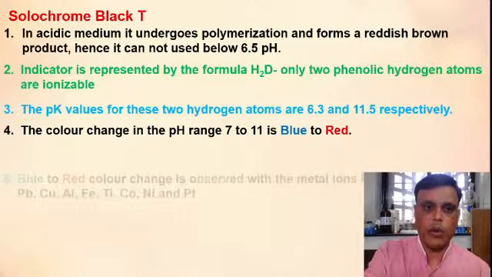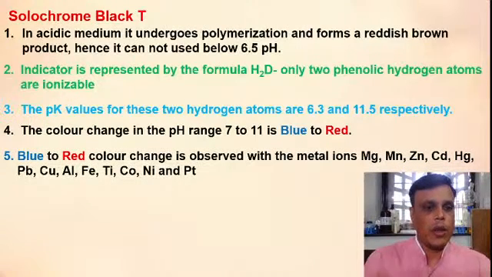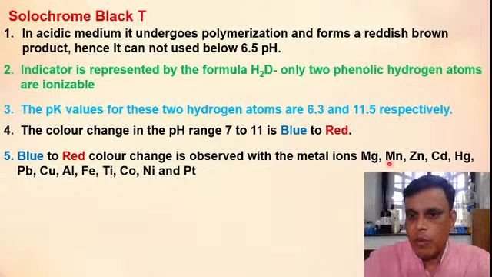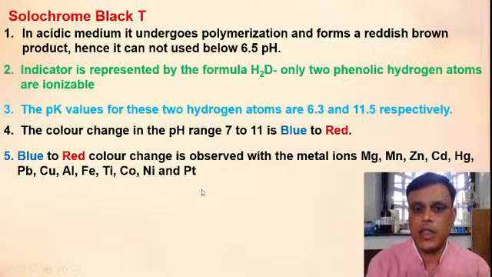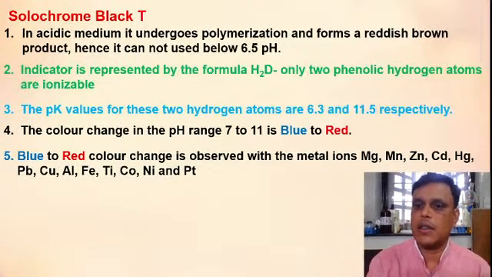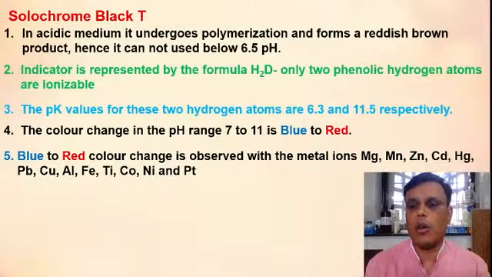This is the very important property of the solochrome black indicator. Okay, then the fifth property: blue to red color change is observed with the metal ions magnesium, manganese, zinc, cadmium, mercury, Pb, copper, aluminum, iron, titanium, cobalt, nickel, platinum. So this color change can be observed with different metal ions. For example, manganese, zinc, cadmium, mercury, lots of metals.